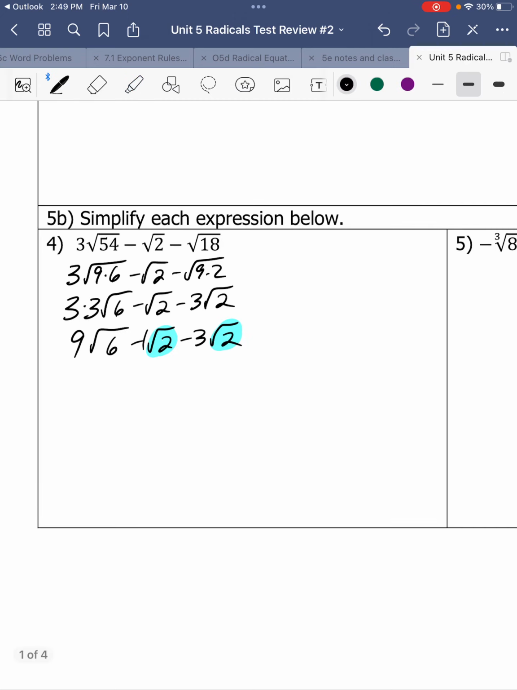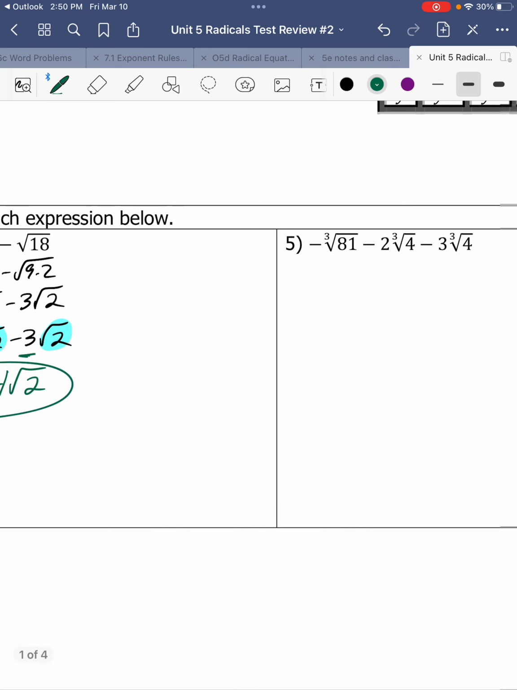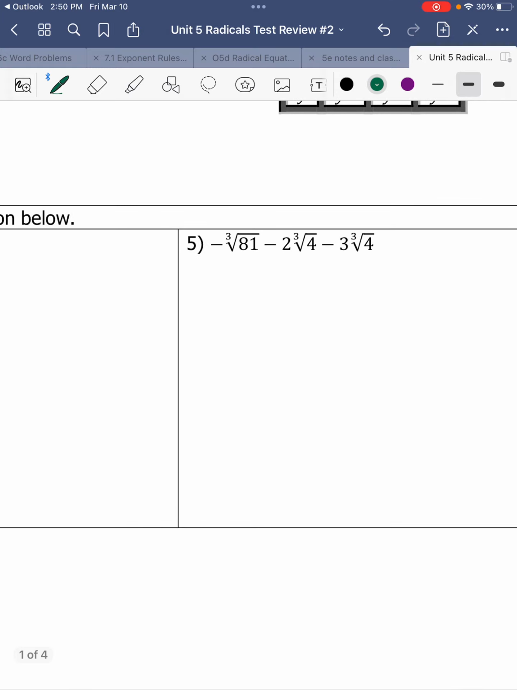And like terms, we do have like terms. We have square root of 2 and square root of 2. So we have a negative 1 of them, and we're subtracting 3 more, so that's a negative 4 square root of 2. And then in front we have the 9 square root of 6. Those are not like terms. That's your final answer.